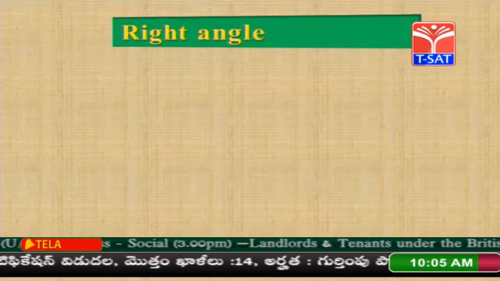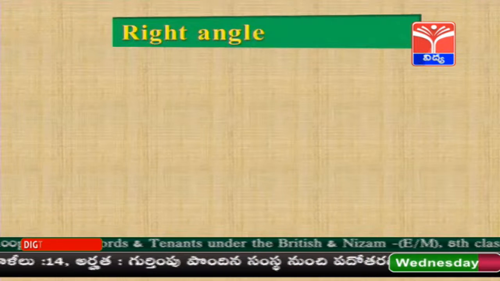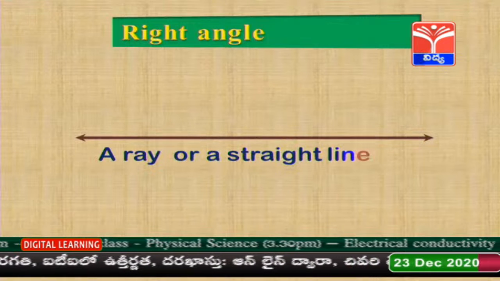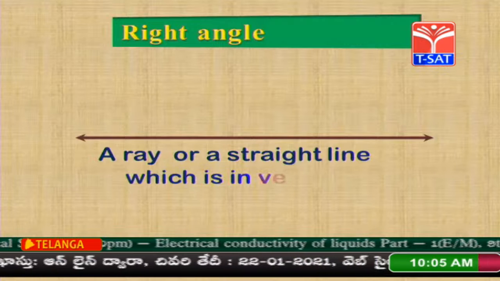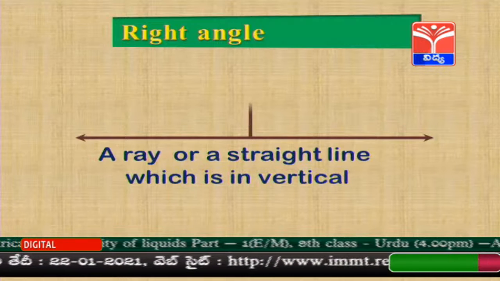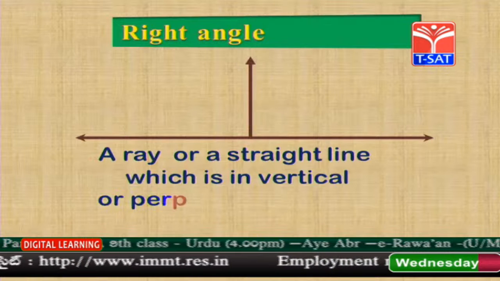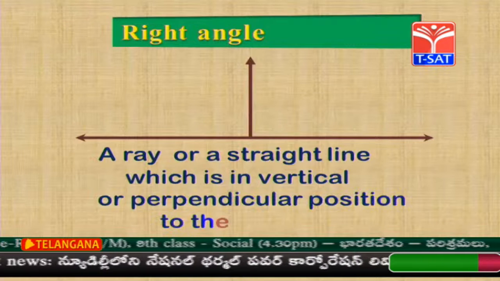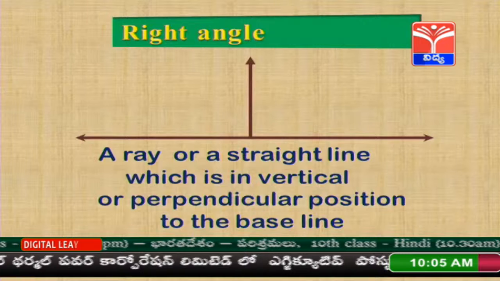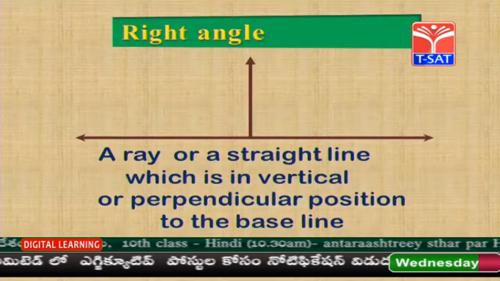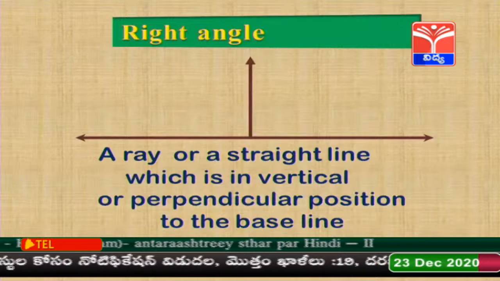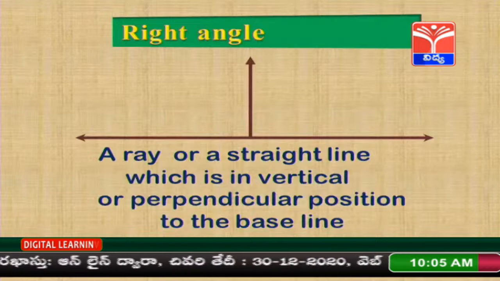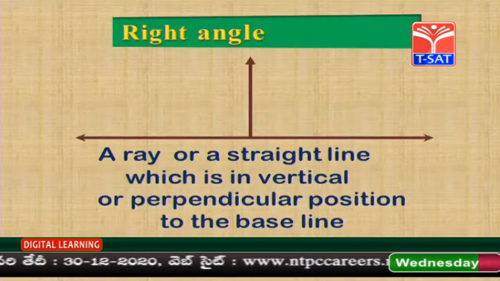Let us discuss about the right angle, why a right angle is equal to 90 degrees. A ray or a straight line which is vertical or perpendicular to the baseline, we call it the upright line or a perpendicular line, is it not? Now, let us use these two perpendicular lines to find what the angle of those right angles can be.